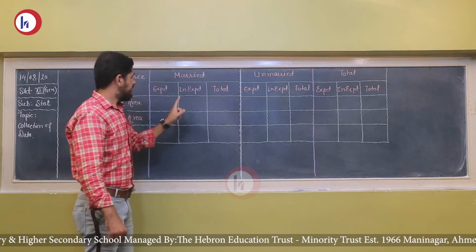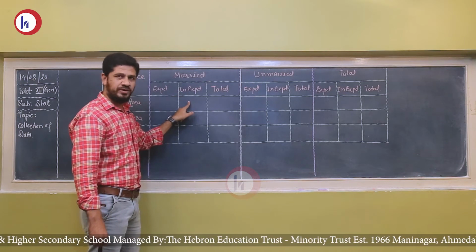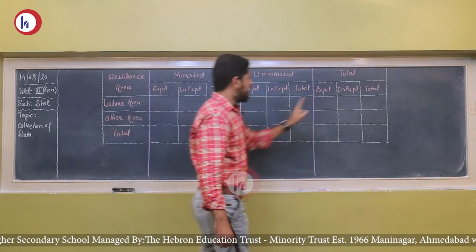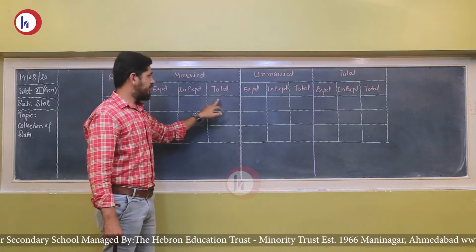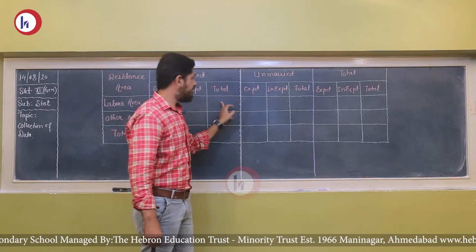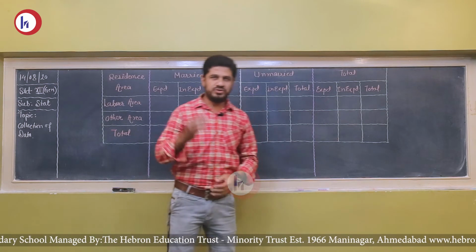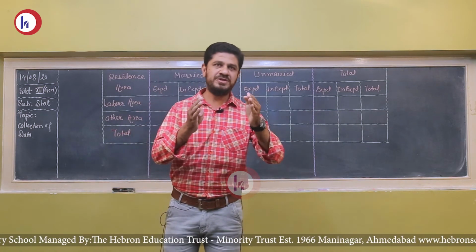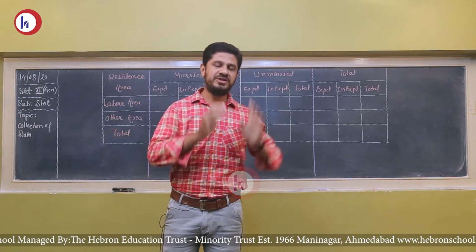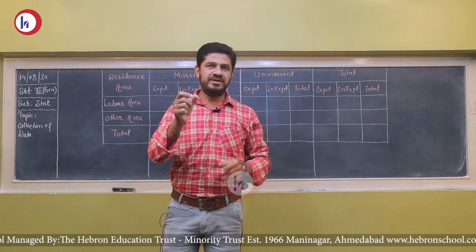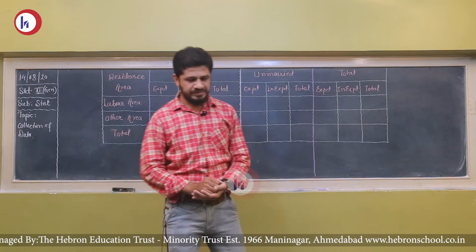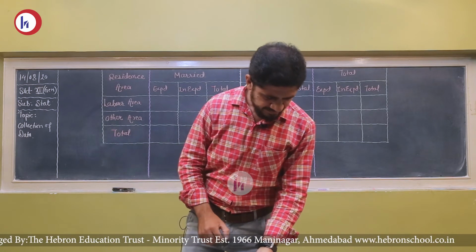Same as the sum of inexperience of this block and this block will be recorded here. Finally, the sum of this block and this block will be recorded in the last column. So we can say experience plus experience will be recorded into experience, inexperience plus inexperience will be recorded into inexperience, and total number of married plus total number of unmarried will be recorded in the total employees. So let's start the sum.